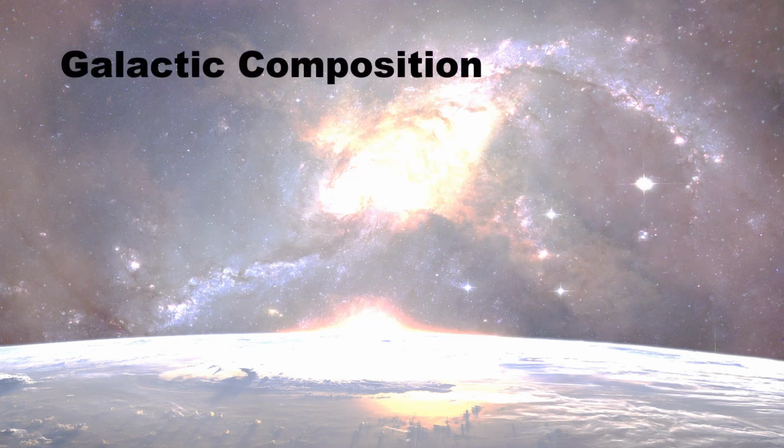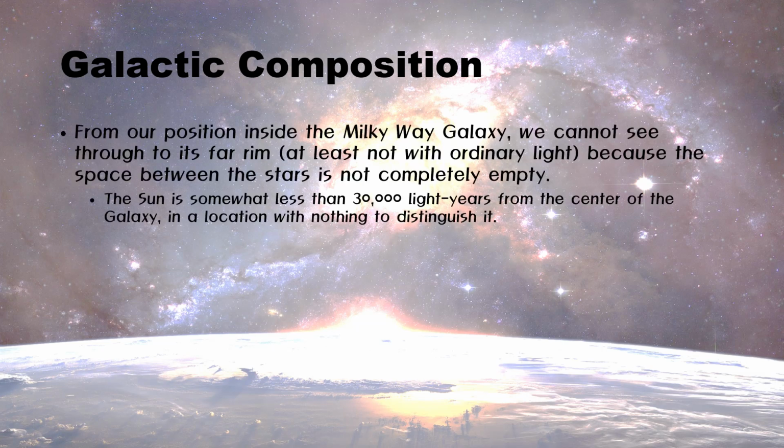Now, if we want to wonder about the composition of our galaxy and some of the objects that are out there, from our position inside of the Milky Way galaxy, we cannot see to its far rim. Like, we can't look to the edge of it, not with ordinary visible light, because the space between these stars, even though it's very vast, is actually not completely empty.